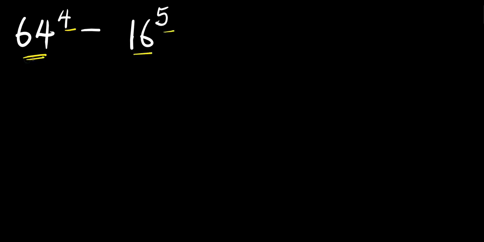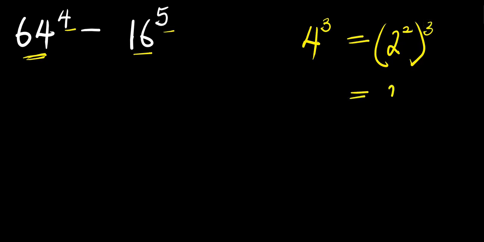Now, 64 is a perfect cube, which is 4 to the power of 3, right? That is 4 times 4, 16. 16 times 4, that is 64. So, this also we can write it as 4 is a perfect square, which is 2 power 2. That means it is to the power of 3. And from here we have 2 to the power of 2 times 3, that is 6. So 64 is the same as writing 2 power 6.